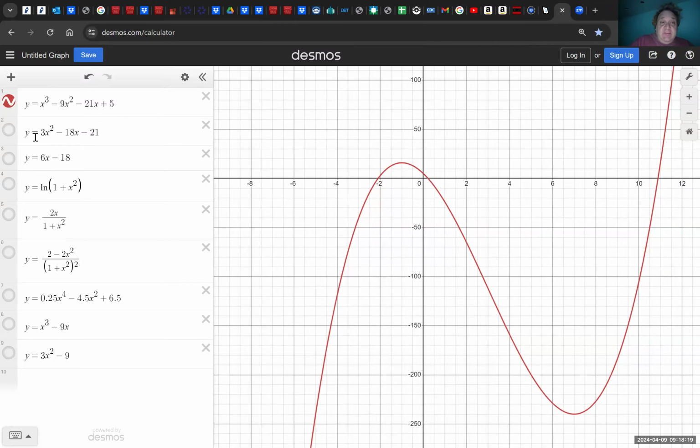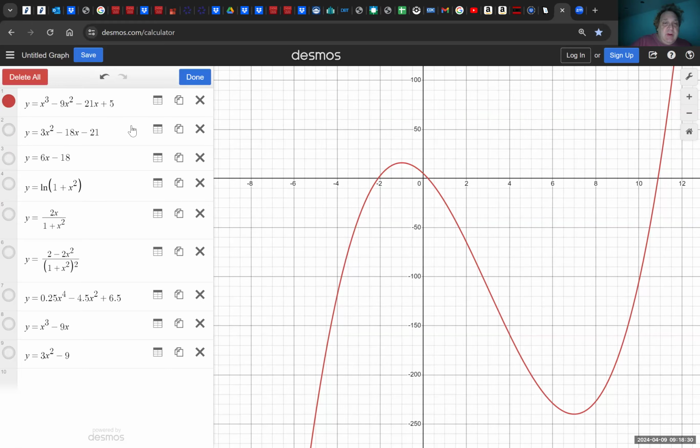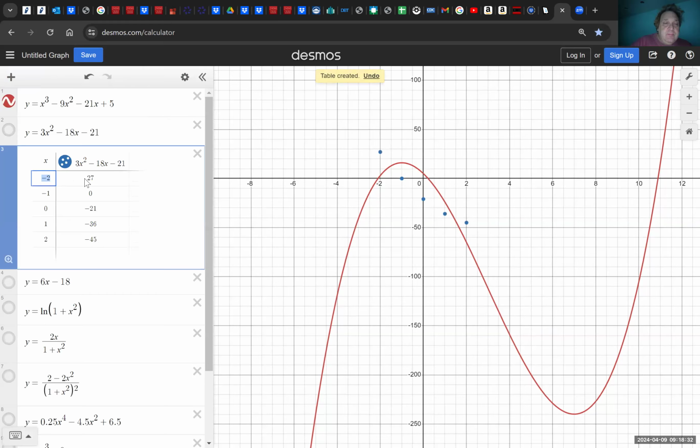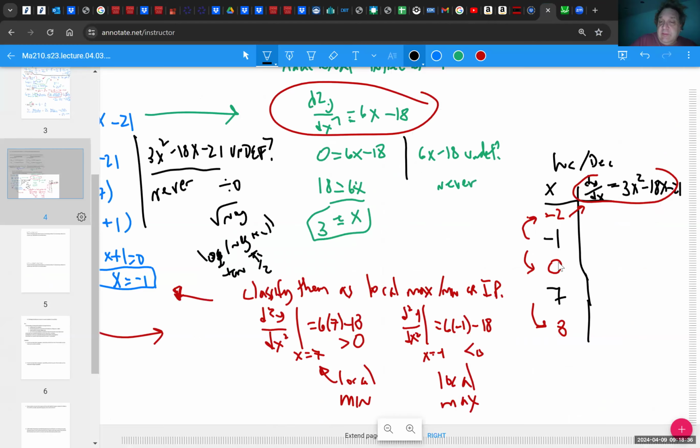So what I've done here is I've written the derivative equation, 3x squared minus 18x minus 21, right below. I don't really want a graph of it, but that's the derivative equation. What I want is a table of it. So I'm going to change this into a table, and then plug in my values. Remember, my values were -2, 0, and 8.